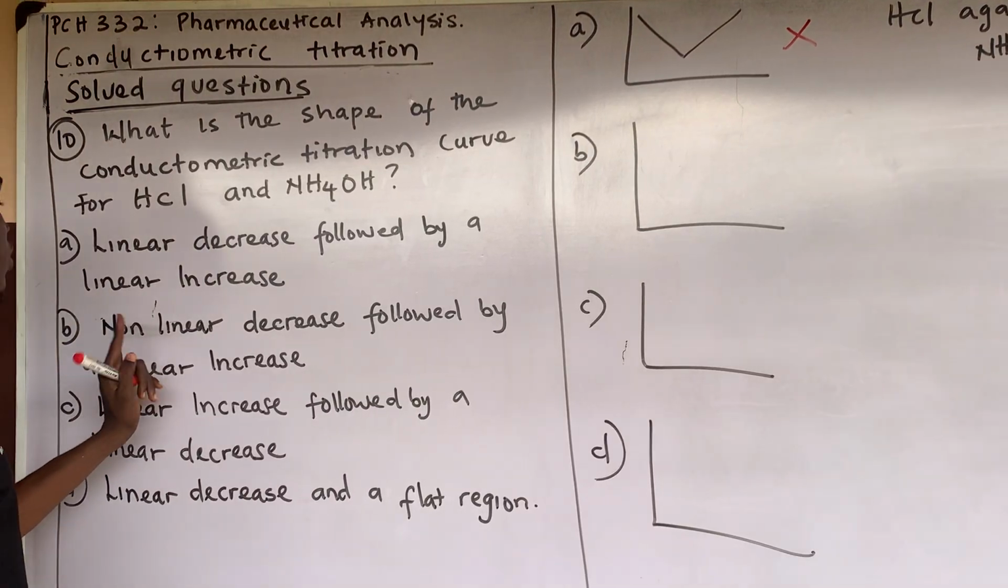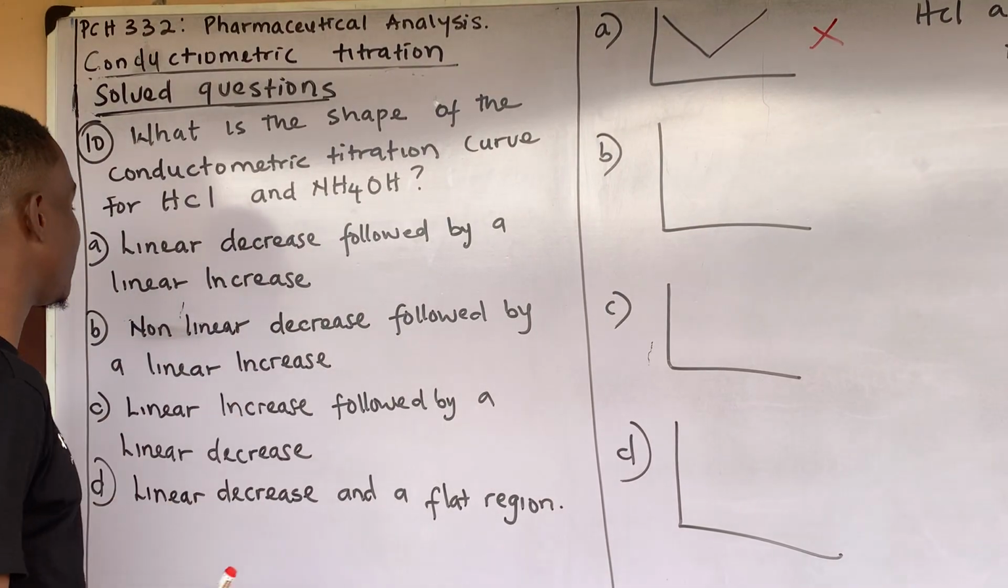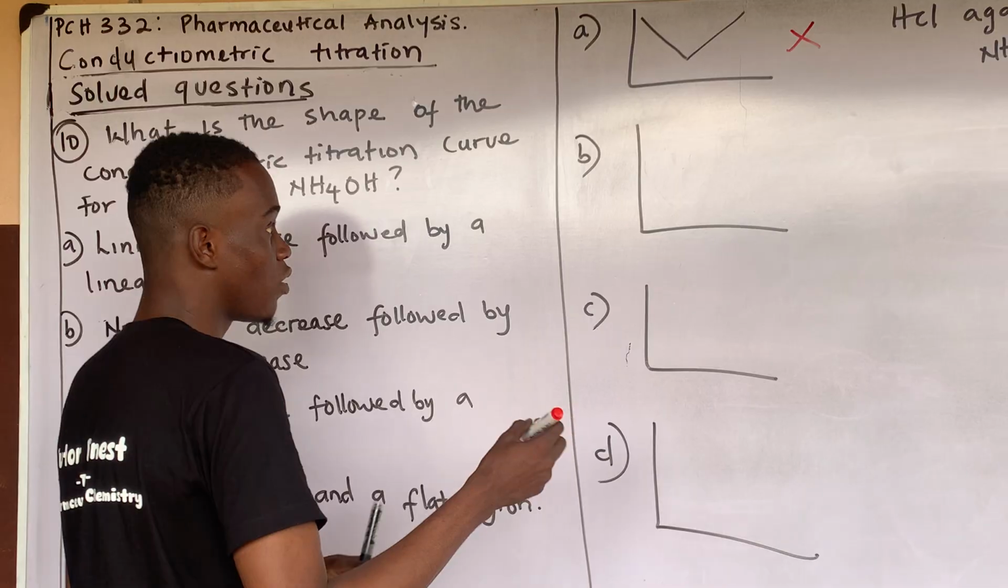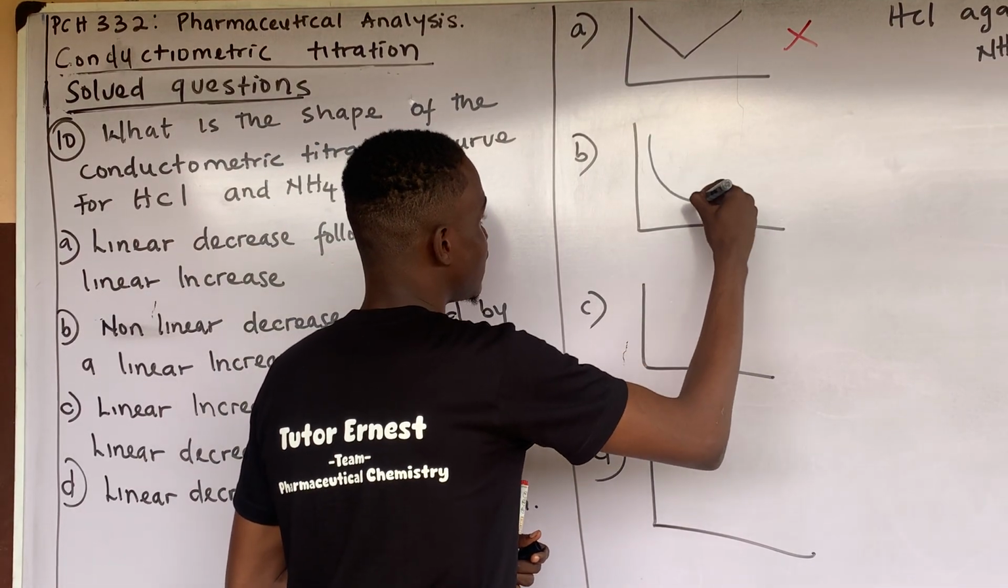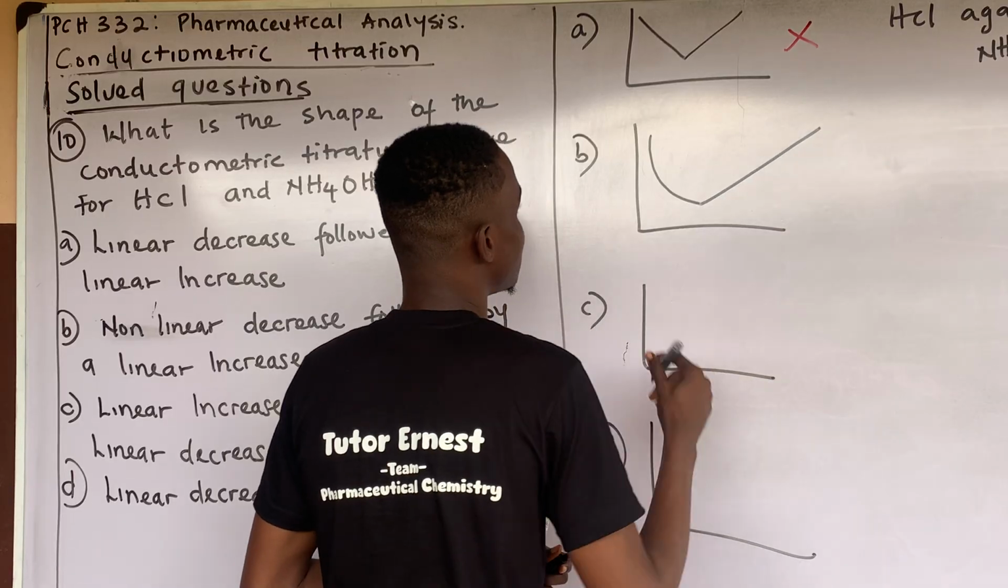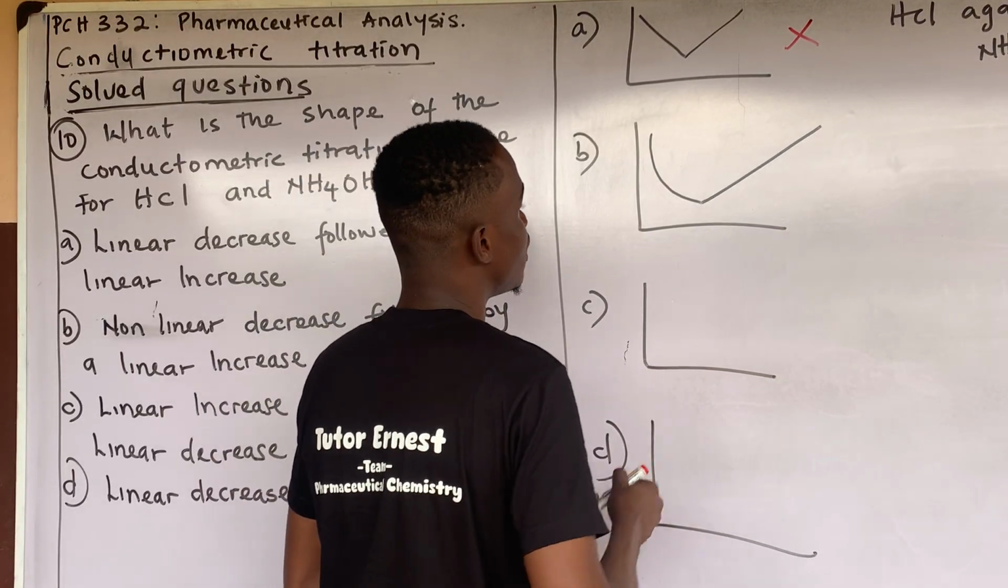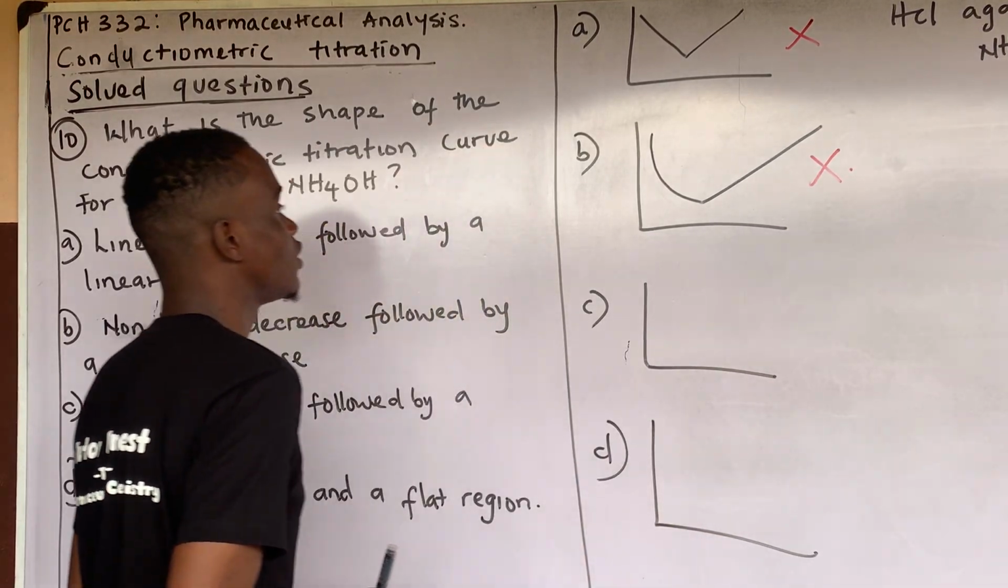Then B, we have a non-linear decrease followed by a linear increase. Remember, I told you how a non-linear decrease looks. A non-linear decrease looks something like this, followed by a linear increase. Now this is wrong. This isn't how the graph looks.